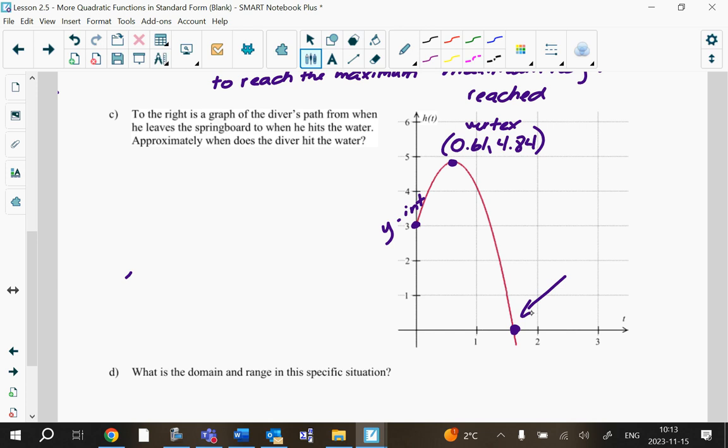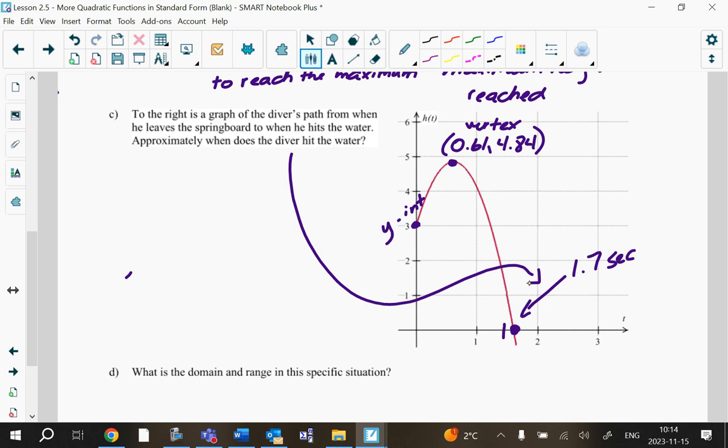Like 1.5 would be about here. 1.7? Or sorry, 1.7 seconds. So that would be the answer to that. Yeah, I mean, you could figure it out algebraically. We just don't quite have those skills yet, because you would have to set y equal to 0 and solve for x, or find the x-intercept. Because really, that's what this is. It's where the shape crosses the x-axis.